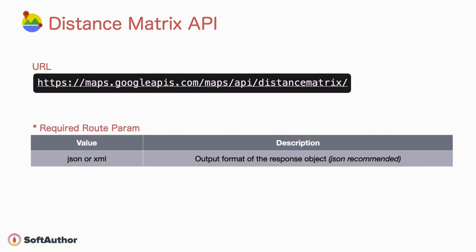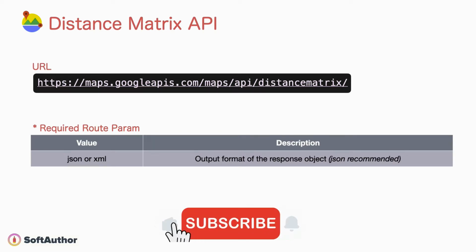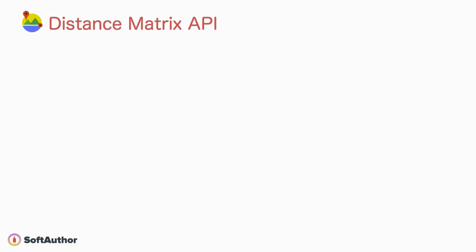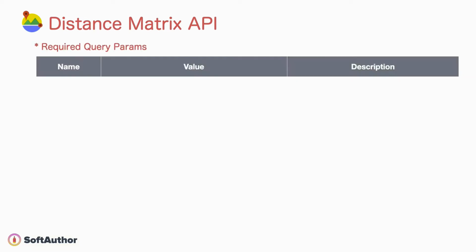Let's take a look at the required route parameter. The required route parameter would be either JSON or XML text. This determines the output format of the response object that is coming from the Distance Matrix API. Now let's take a look at the required query parameters.